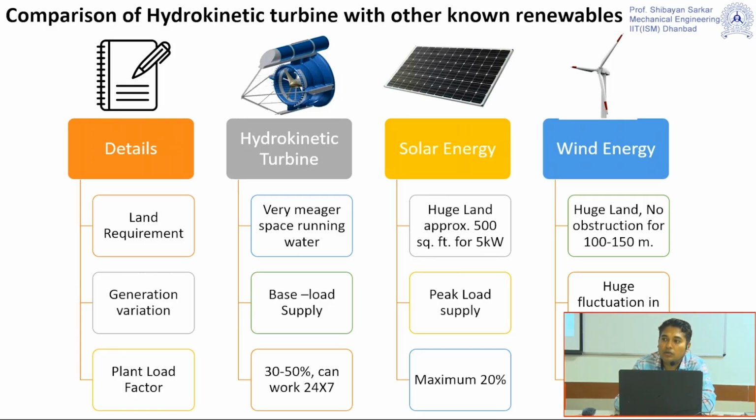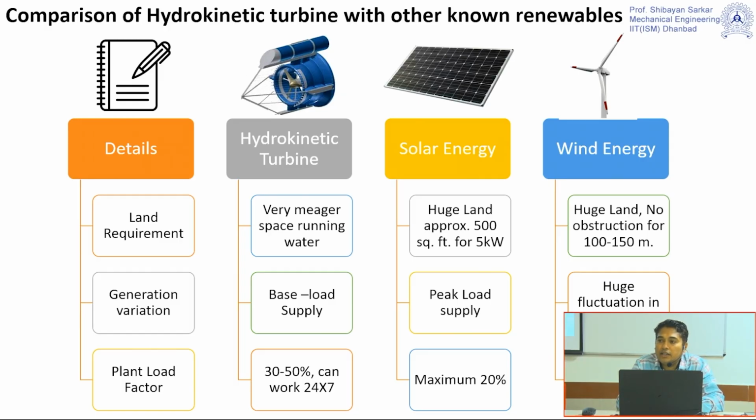So, very common renewable energy generation systems: one we have, if we consider, is the hydrokinetic turbine, another is solar and another is wind turbine. We have analyzed these characteristics based on a few points. First one is the land requirement. If you consider the land requirement for the hydrokinetic turbine, very narrow space is required for installation of the civil structure, which is required for the hydrokinetic turbine, mostly near the water source.